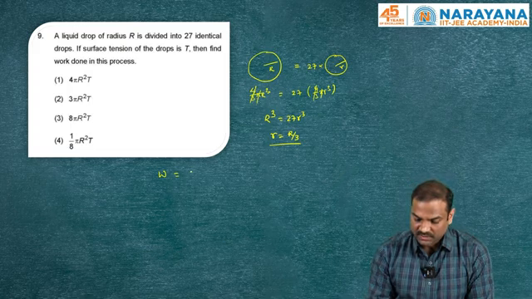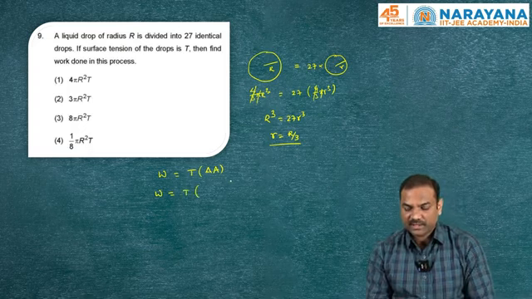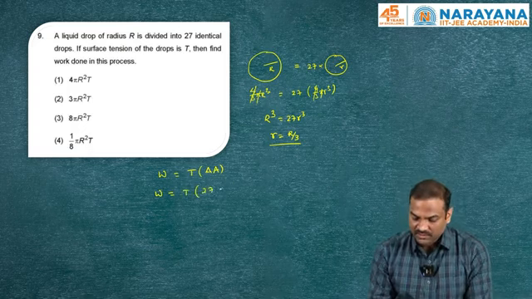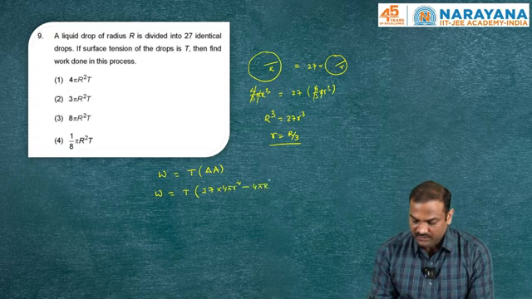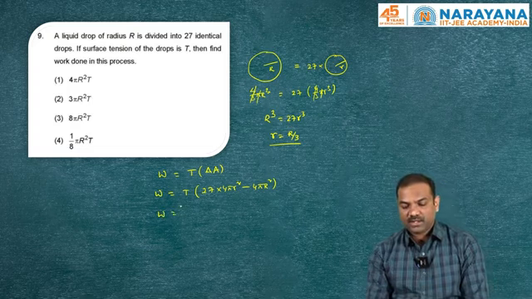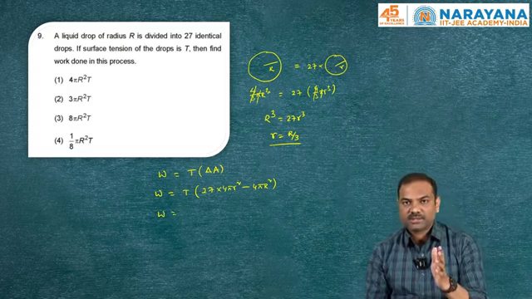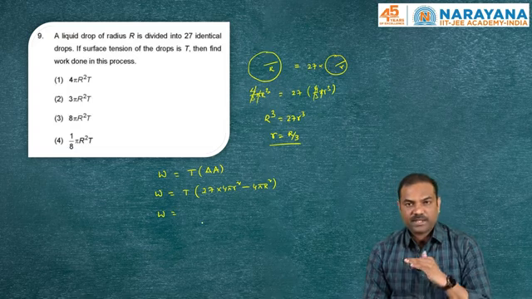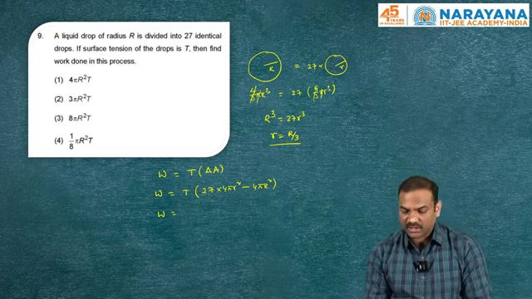So then work done will be surface tension into change in area, we can write down. Then work done is equal to surface tension into final area minus initial area, which is 27 into 4 pi r square minus 4 pi capital R square. Okay, so if you see the options, you are given the capital R terms. So that's why I'm changing the small r into capital R.